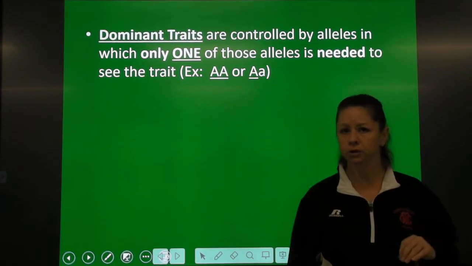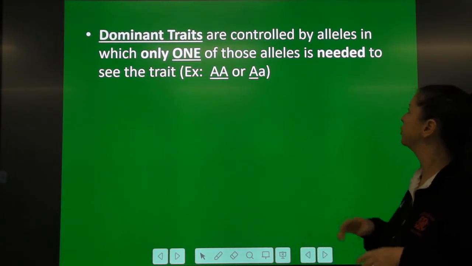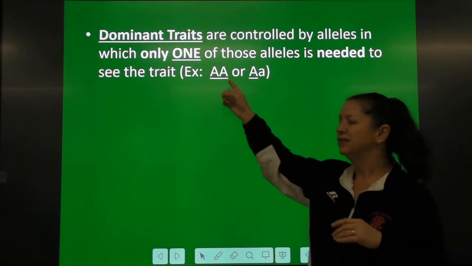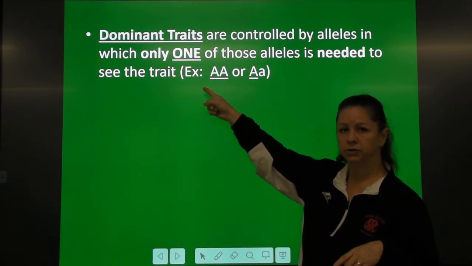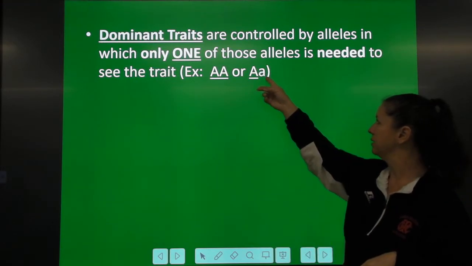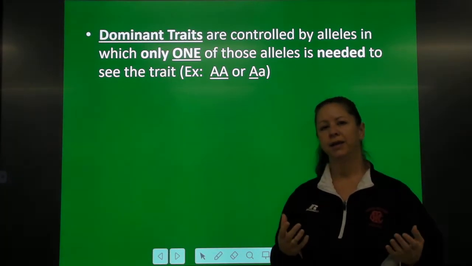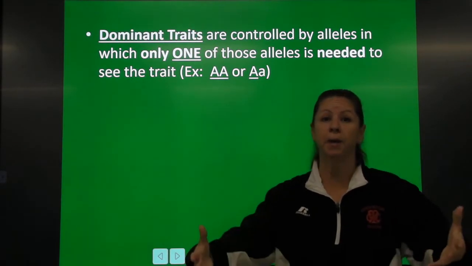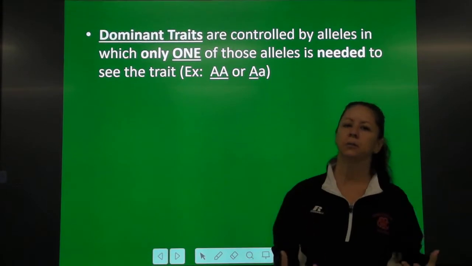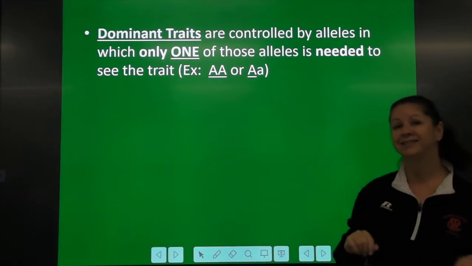All right, now, dominant traits are controlled by alleles in which you only need one of them for that trait to show up. So you only need one of these alleles for it to be seen, okay? So it doesn't matter if you have two dominant alleles, so for example a big A, or if you have one dominant and one recessive, big A, little a. Either one of these is going to make that trait show up. Because it's dominant, it dominates. And what happens when you dominate? You take over. And so this trait is always going to take over the actual physical appearance because it's dominant. So that's why it doesn't matter if you have two of them or if you only have one of them, because this one is going to dominate.